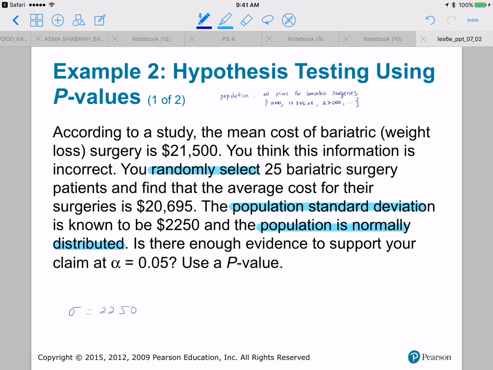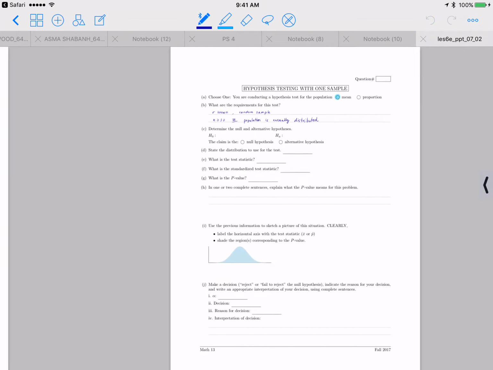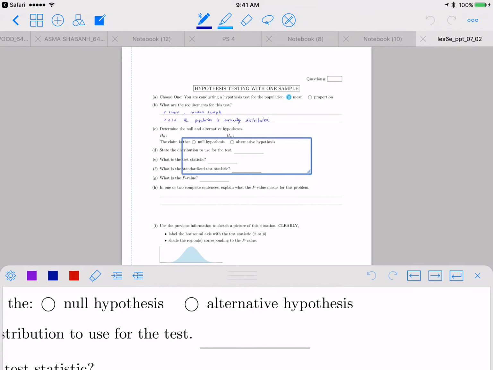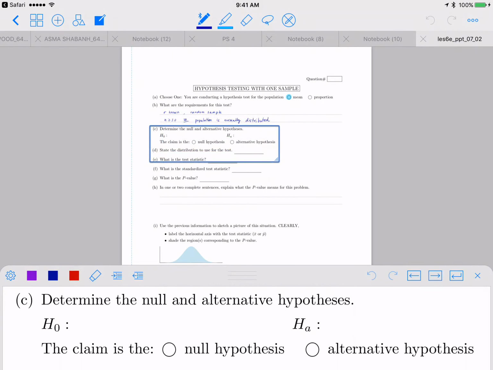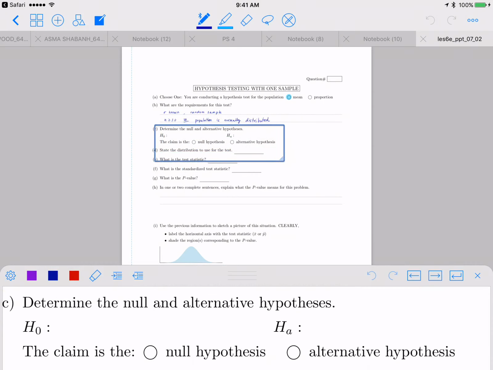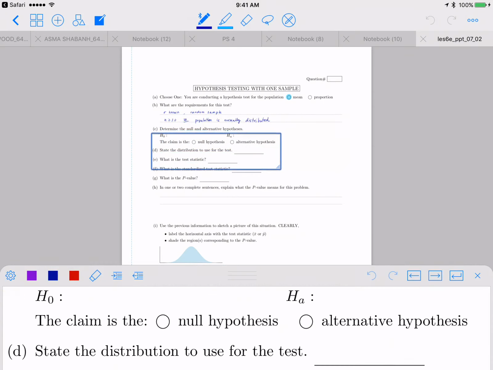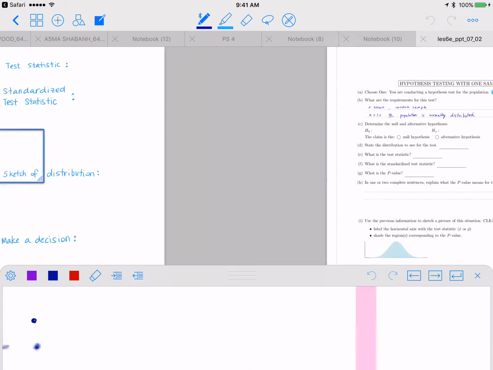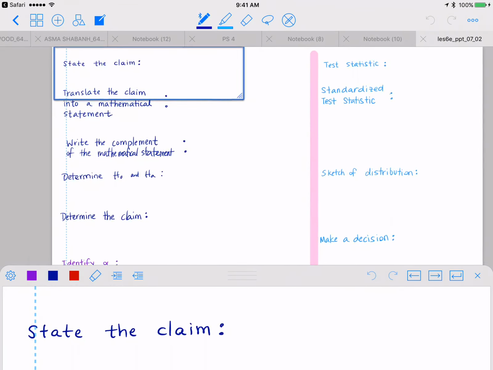You randomly select 25 bariatric surgery patients. That means n is going to equal 25. And the average cost for their surgeries is $20,695. So that means x bar is $20,695. Now notice that x bar is also going to be our test statistic. But first, let's answer this question, which is determine the null and alternative hypotheses and figure out which one is the claim. So in order to do that, we need to state the claim.